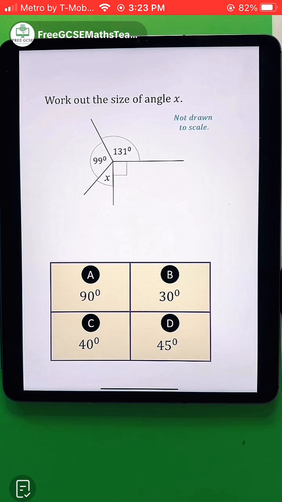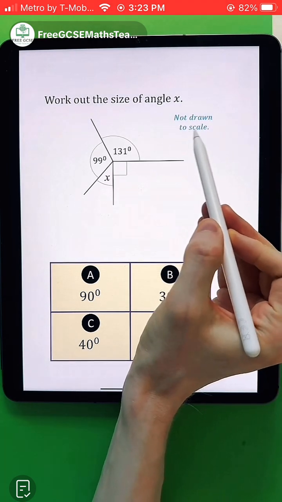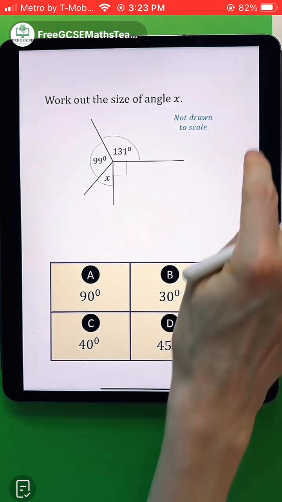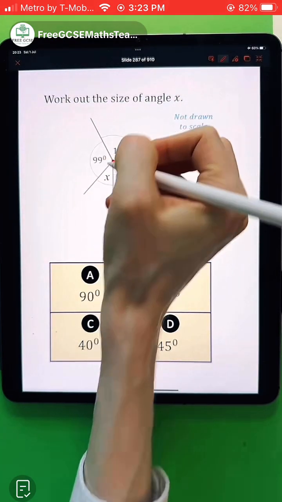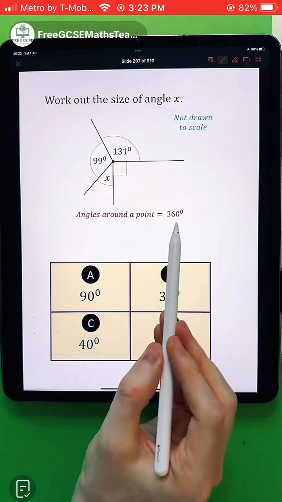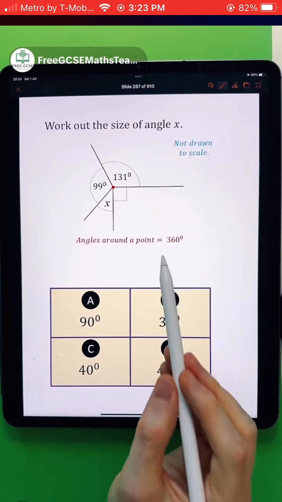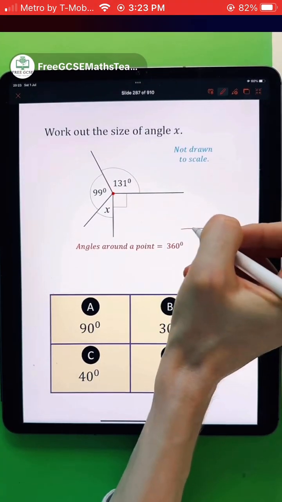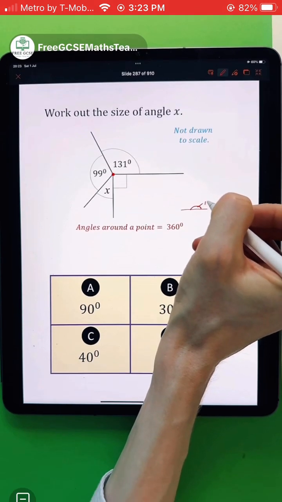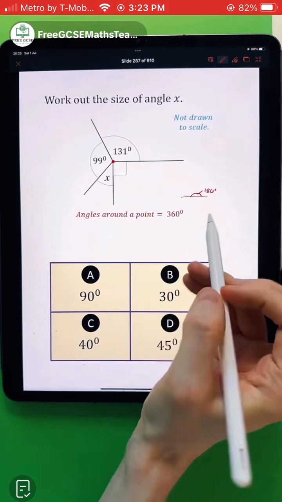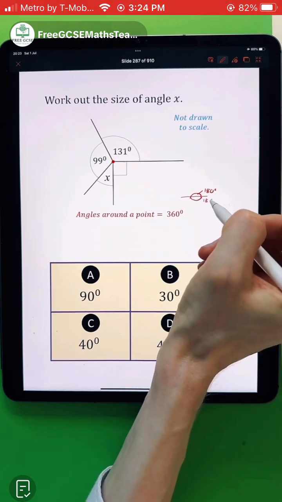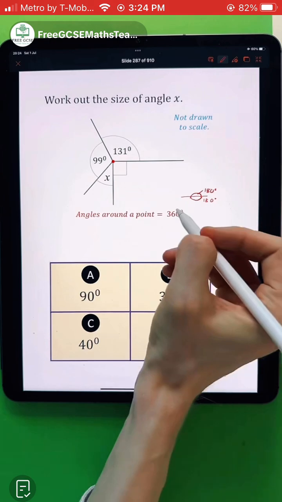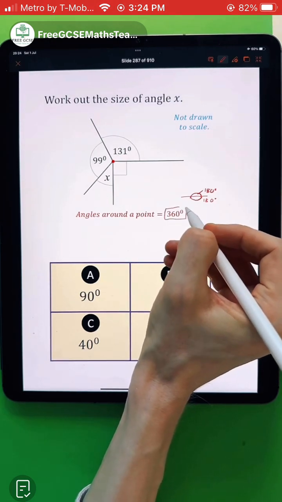Okay, let's go through it. So first of all here, when we're dealing with angles, it's not drawn to scale. That's important. That means you can't use a protractor. What we should notice in the middle here is angles around a point. And we should know angles around a point always add up to 360 degrees, because angles in a straight line always add up to 180 degrees. Angles around a point is basically two straight lines on top of each other. 180 plus 180 equals 360.